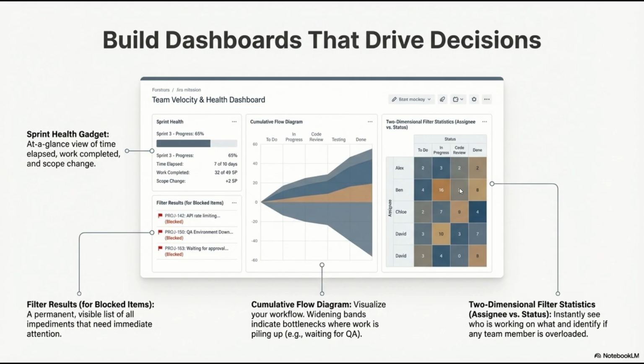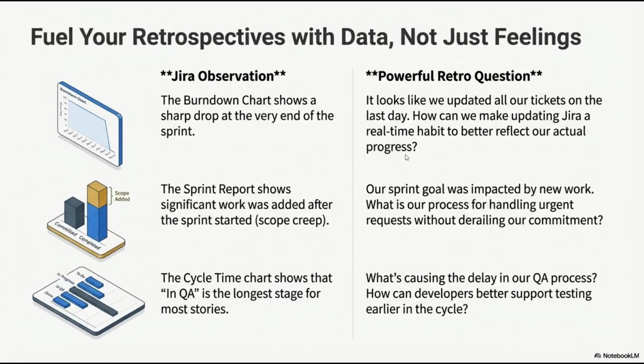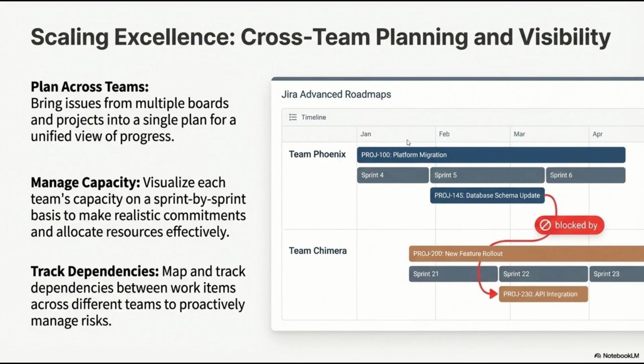Velocity and health dashboards are the common ones, where you can see the progress, the time elapsed, and the work completed, all viewed at one go for a single sprint. And the cycle time chart, some of these reports do help you. And how do you plan it, or how do you scale it? That is one kind of visibility that Jira offers.